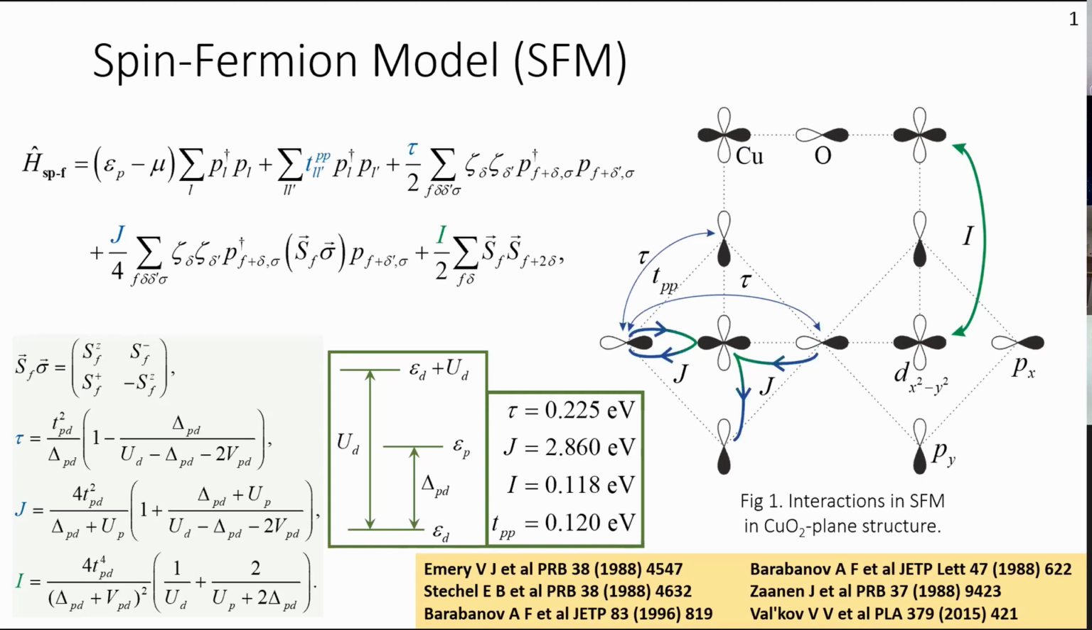Not Hubbard. No, it's different. Oh, also Hubbard. It's a very easy model. This is a 3-band model. I see. Spin-Fermion model. Oh, I see. It's a 3-band model, but the Spin-Fermion model is an effective model which arises from the 3-band model in the regime of strong electron correlations.